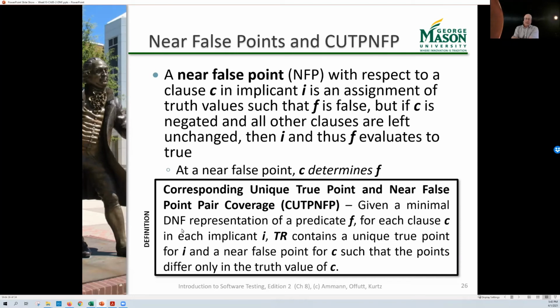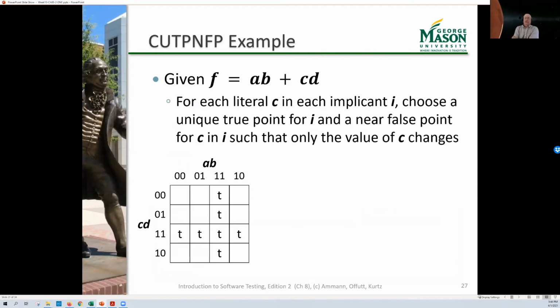So we have kind of a nasty name here, corresponding unique true point and near false point pair coverage, or CUTPNFP. So given a minimal DNF representation, we want to go through each clause in each implicant and find a unique true point and a near false point. Let's take a look at an example.